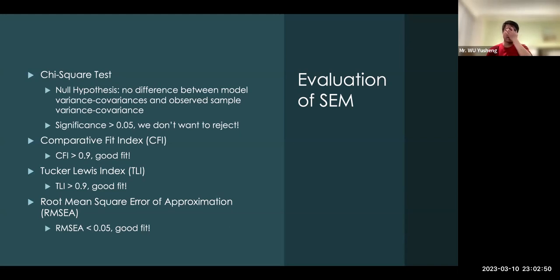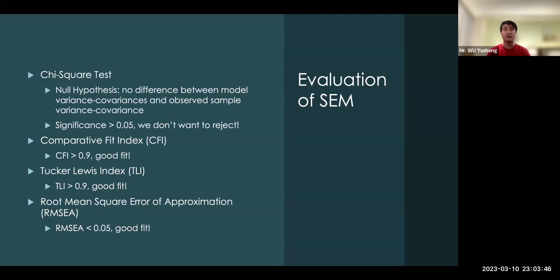And how can we evaluate SEM? Unfortunately, different software uses different algorithms to solve those coefficients. And the way to solve SEM is different from the way to solve an OLS linear regression model. In linear regression, we get the coefficients by minimizing the difference between predicted Y and actual Y. But for the structural equation model, we try to minimize the difference between the variance of the sample and the variance of our model. So we use the maximum likelihood estimator instead of the least squares estimator.